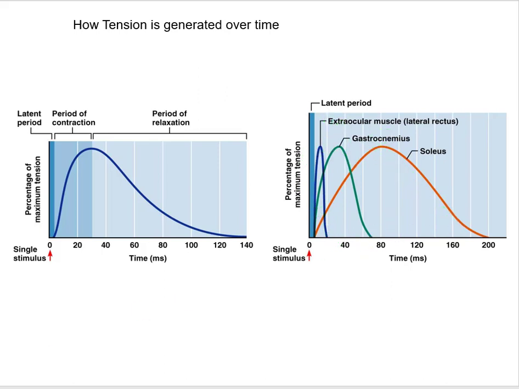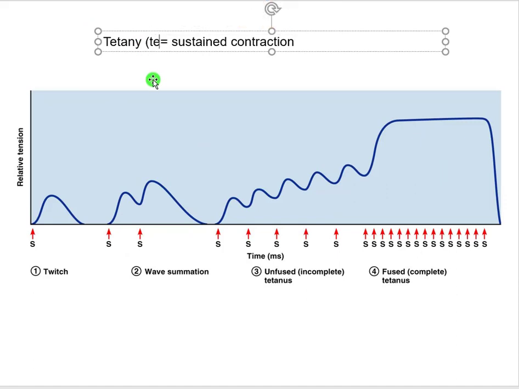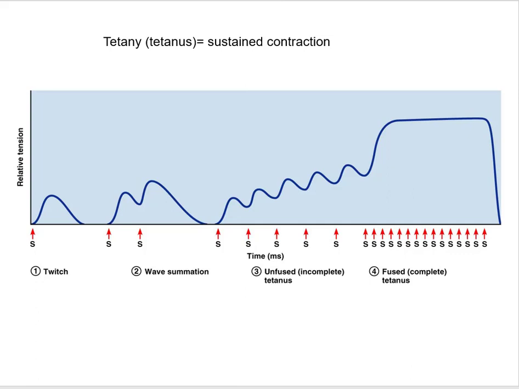All right. So here's the question then. Let's say you want to have tetany. Tetany is sustained contraction. Again, tetany or tetanus is the same thing. Now, this is not the disease tetanus that you might get by stepping on a rusty nail, for example. This is physiological tetanus. And all it means is sustained contraction. Now, this is a good, desirable thing.